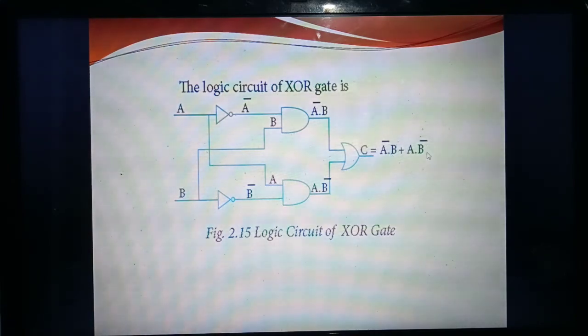Next, what do you need to get? A dot B bar. So B bar is there. Then which one do you need? A. Which is the A line? This is the A line. Listen carefully. This line you are giving as the input. So A dot B bar. Which gate do you need to draw? AND gate. Understand? So A dot B bar.